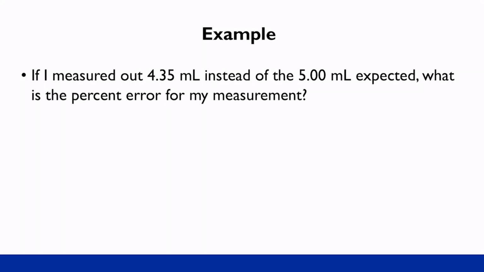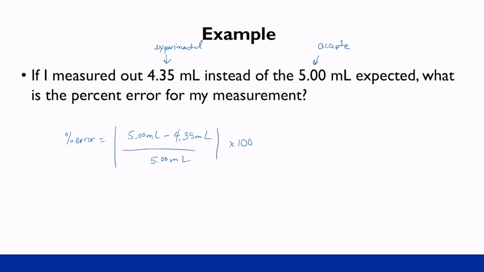The first thing we want to do is identify the accepted value from the experimental value. The question itself gives us some clues, as it identifies the 5.00 milliliters as the accepted value, and we are told that the 4.35 milliliters was measured out, an experimental value. We then simply plug those numbers into the percent error equation. 5.00 milliliters minus 4.35 milliliters divided by 5.00 milliliters. Then take the absolute value times 100%. That gives us 13%.